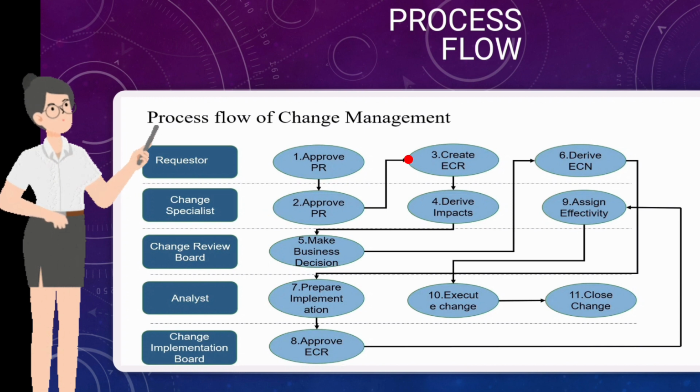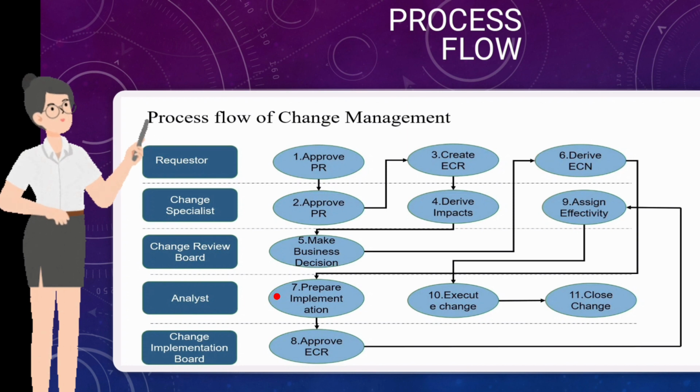Step 3. After the change request is approved, an ECR is created to document the change in detail. Step 4. The change specialist identifies the potential impacts of the change, such as how it affects other systems or processes or products. Step 5. The Change Review Board evaluates the ECR and decides if the change is feasible and beneficial to the organization. Step 6. The Change Specialist identifies the effective date for the change.